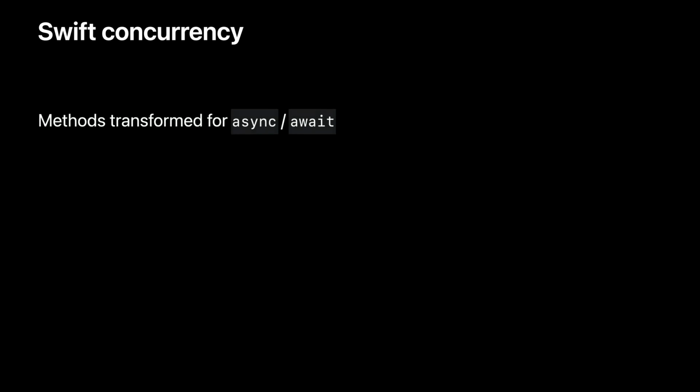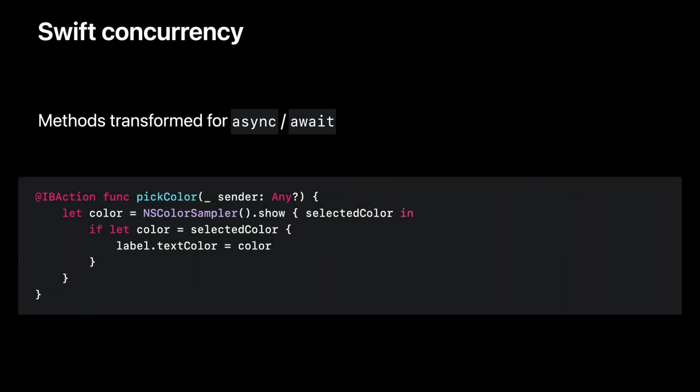For async await, many asynchronous methods in AppKit, that is, methods that take a continuation as a completion handler block, have been transformed in the SDK to offer async variants as well. One simple example is NSColorSampler, which allows the user to pick a color from anywhere on screen. This call is asynchronous because it waits for the user to pick the color they'd like, and then it runs the completion handler when they're done.